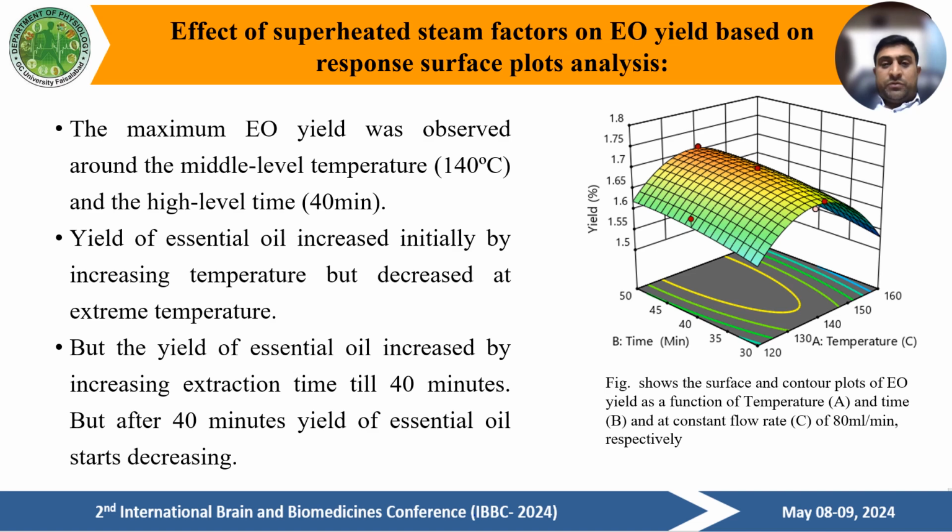So, if we talk about the effect of superheated steam on different factors, this is a three-dimensional graph in which you can see the effect of temperature and the time. As we increase the time, the yield increased, and after a certain time the yield decreased. That might be due to the high temperature, and after 140 degrees centigrade the yield decreased. That might be due to the decomposition of some of the compounds.